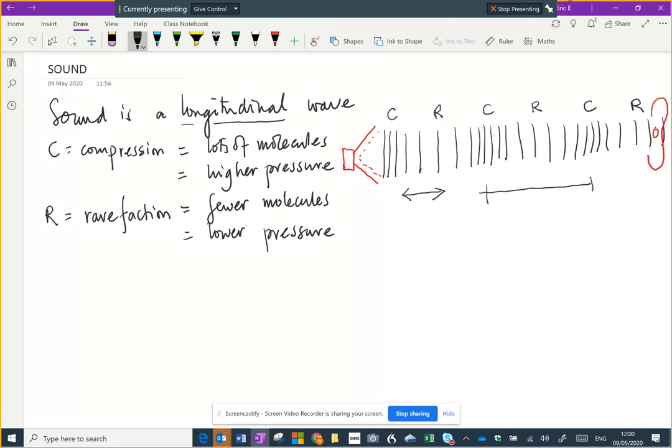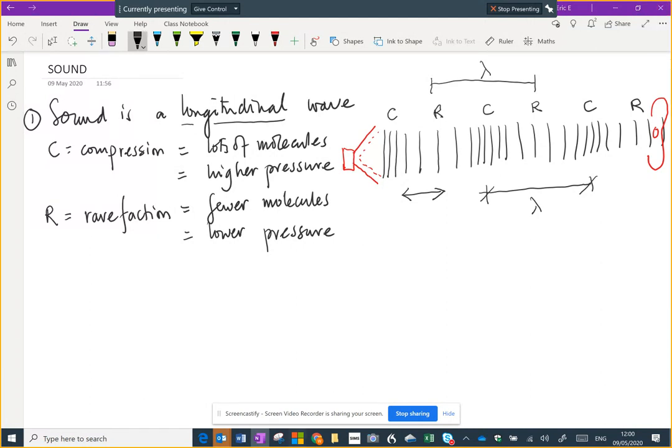Okay, so far. Okay, yes, well yes, done, sir. The distance between two rarefactions is one wavelength, and the distance between two compressions is one wavelength. And remember, lambda is the letter for wavelength, and that's the end of part one.